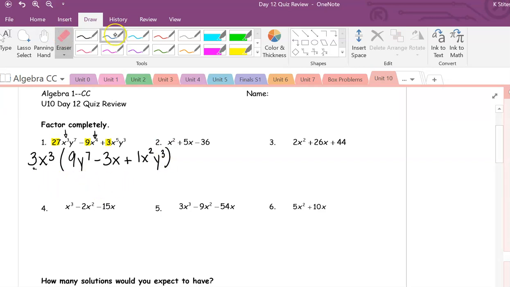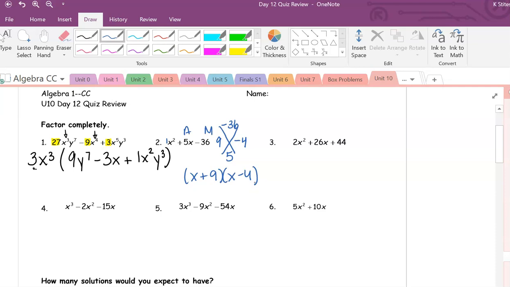All right, now our next problem, this is set up like a box problem. It has x squared, x, and a number. You have a 1 in front, so we can go straight to our add and multiply. I'm multiplying to negative 36, and I'm adding to 5. And those numbers are a 9 and a minus 4. So I just have x plus 9, x minus 4.